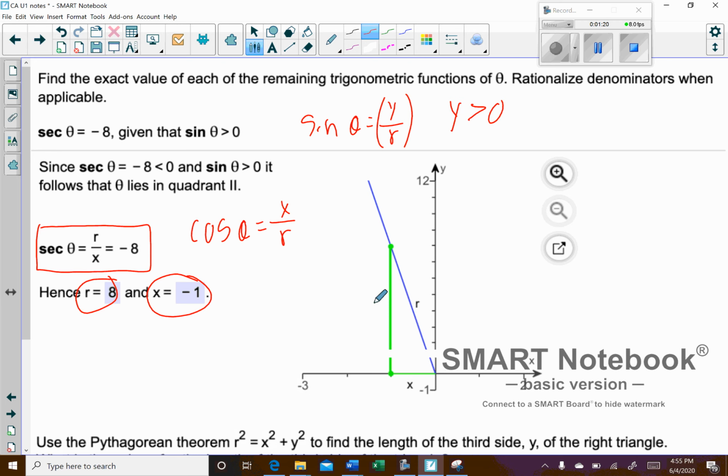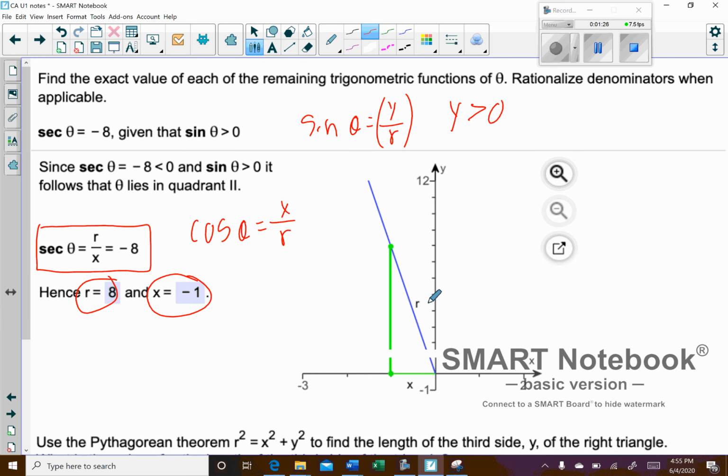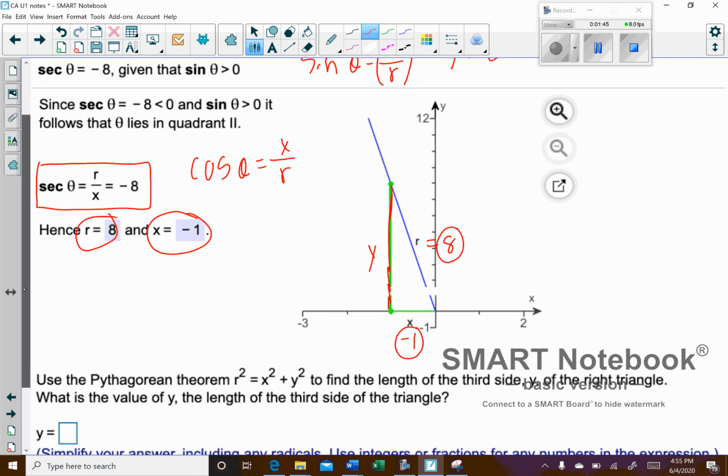Okay, so then they tell us to use the Pythagorean theorem to finish solving this. We know that r is 8. We know that x is -1. So now we're trying to figure out our y value right here, which we know is positive. Just be careful, because if we were in quadrant 3 or 4, it would actually be negative, and so you have to take that into account.